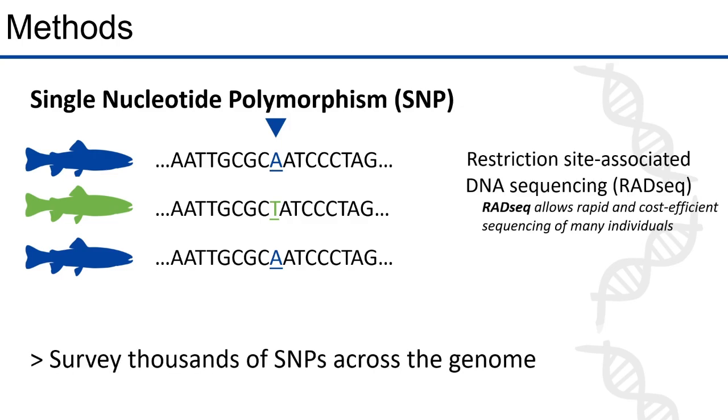We used an approach called restriction site-associated DNA sequencing, which really all you need to know is that this is a way to rapidly and cost-effectively do this in a lot of individuals. And so we're able to survey thousands of regions of the genome across thousands of fish across the basin to really get good power to be able to answer these questions.